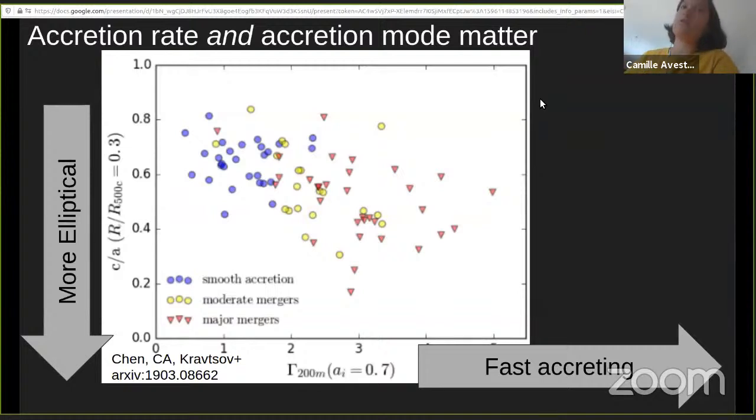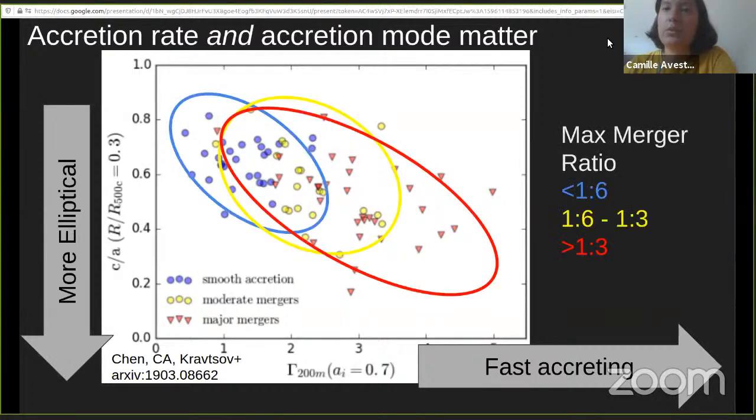It does matter where you measure your shape because galaxy clusters are not super regular. They're definitely not spherical, as is the point here. And going down the y-axis means that those clusters are more elliptical. On the x-axis is that proxy for halo formation history, right? So this is the mass accretion rate since expansion factor of 0.7. And so to the right means it's faster accreting.